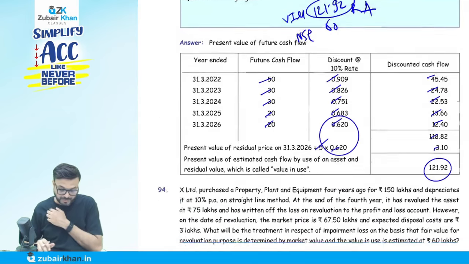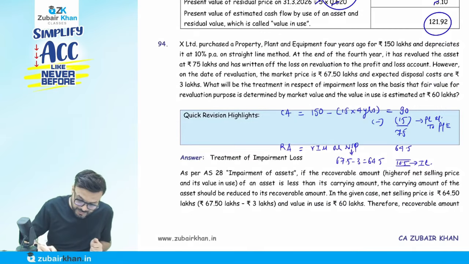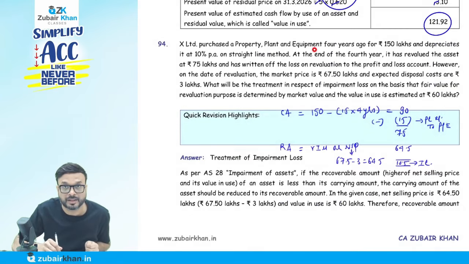Simple. Then here they say that X Limited purchased a property, plant and equipment 4 years ago for rupees 150 lakhs and depreciates it at 10% per annum on a straight line method. At the end of the 4th year, it revalued the asset at rupees 75 lakhs.